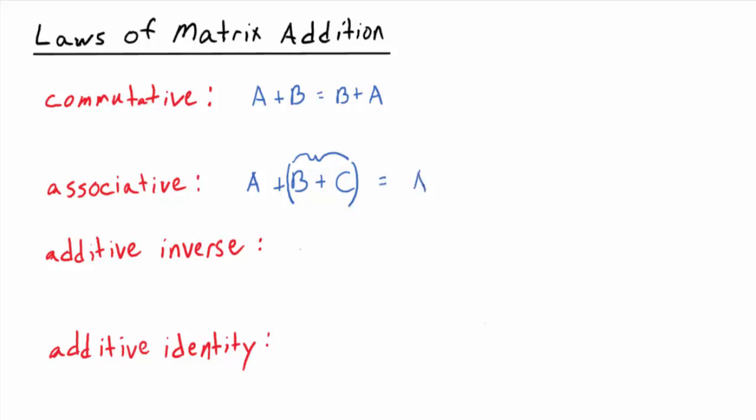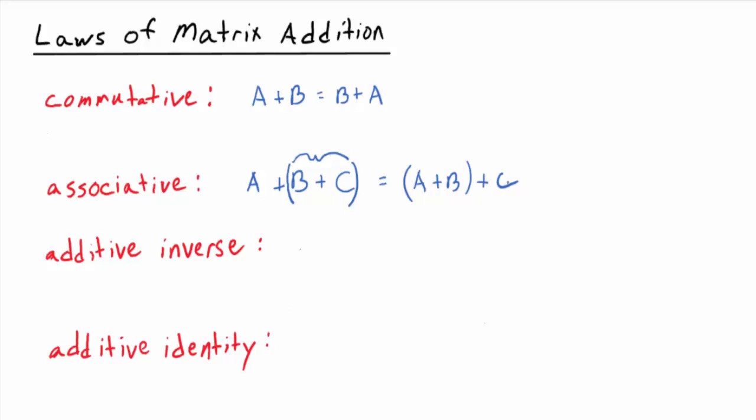You could add A and B first, so put that in parentheses, and then add C, and you get the same thing. So it works for real number addition. There's no reason why it wouldn't work for matrix addition, because matrix addition depends on real number addition.